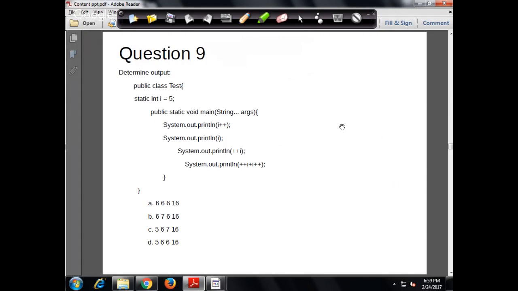So here's the next question. Have a look at this question. So again, this question is based upon how the post-increment and pre-increment operator, the plus plus operator, works.